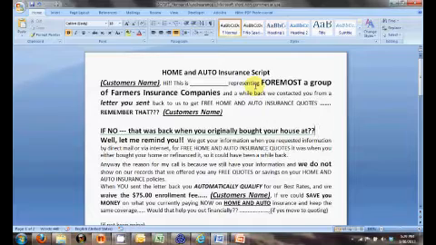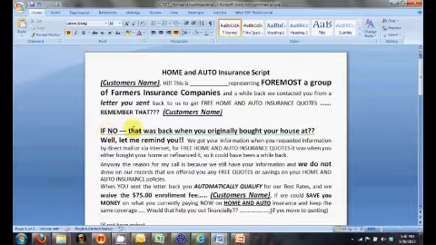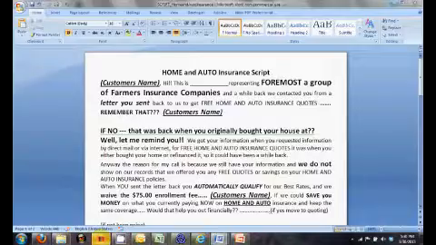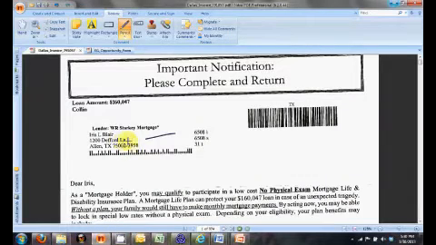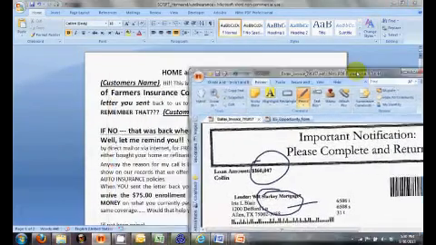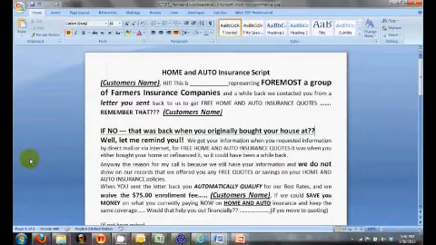And a while back, we contacted you from a letter that you sent back to us about getting a free home or auto insurance quote. Remember that? If no, Iris, that was back when you originally bought your house at 1200 Defford Lane in Allen, Texas, 75002 for $160 with Starkey Mortgage. Remember now? What did I just do? In 30 seconds, I let her know that I knew information that nobody else is supposed to have.